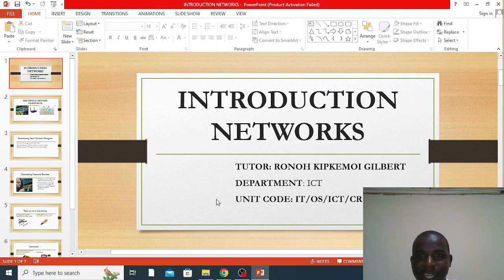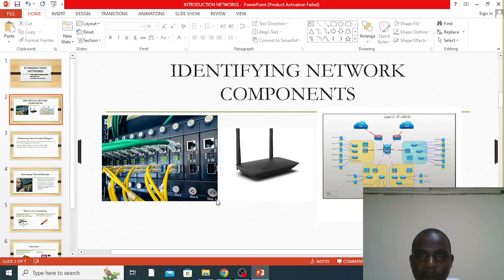morning. And as we proceed to this class, we're going to discuss an introduction to computer networks. That is a course that we are going to cover. So when we talk about computer networks, we are also going to check on what we are supposed to be doing first before we can set up a computer network. And in it, we are going to identify some of the network components.